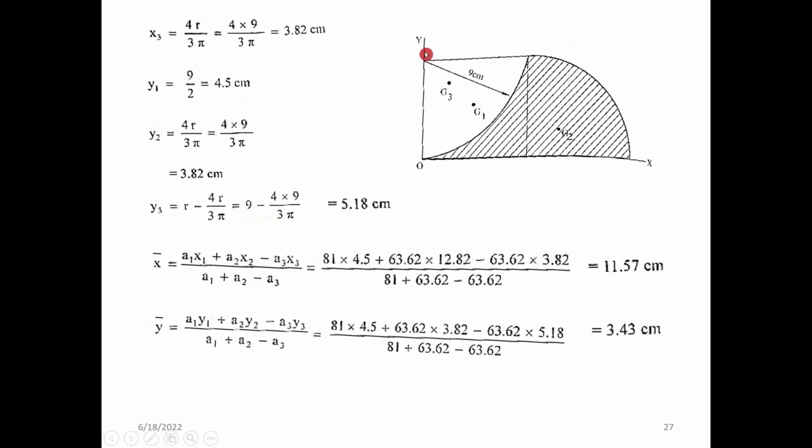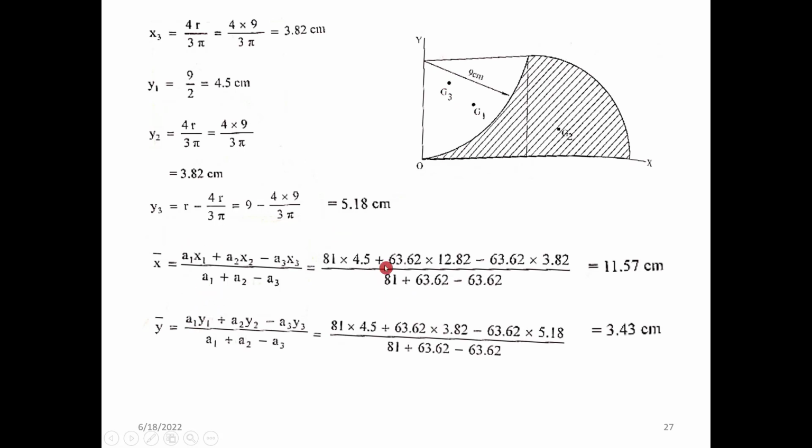x3 is directly from the base, so it is 4r by 3 pi, and y1 is also the rectangle at the pure center. y2 is from the base, so directly 4r by 3 pi. For y3, the 4r by 3 pi is from this point, right? So we subtract: r minus 4r by 3 pi, 5.18 from this point. From here to here it is 5.18. Now we can apply the values.